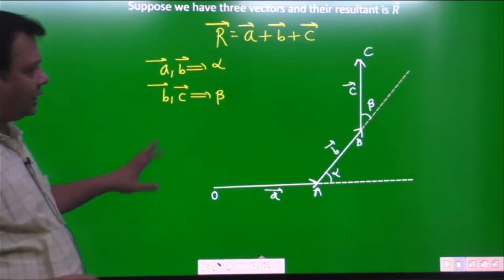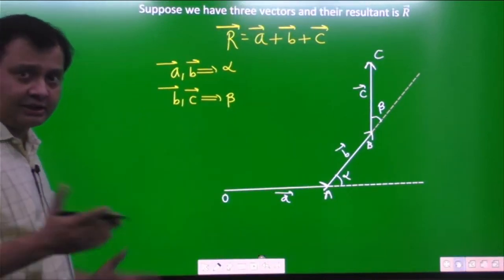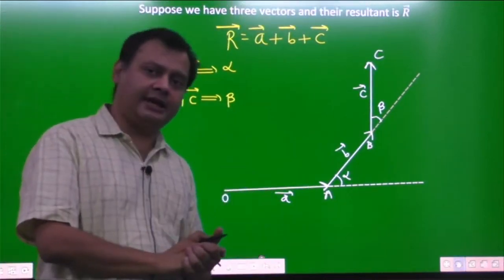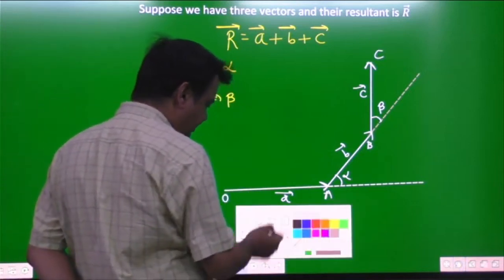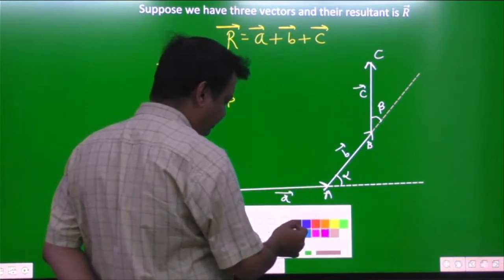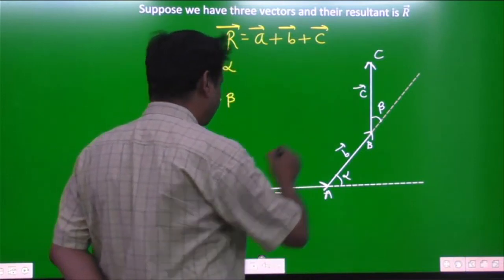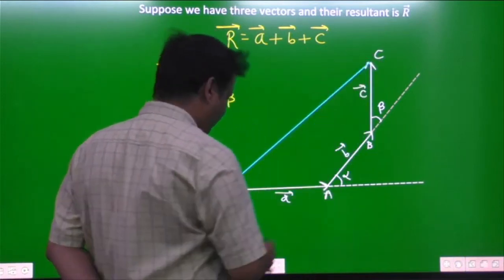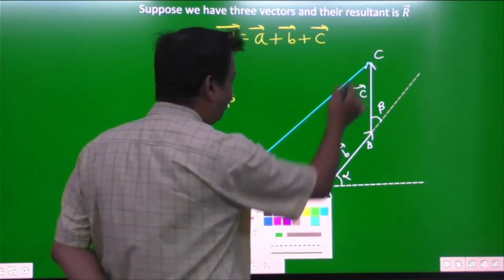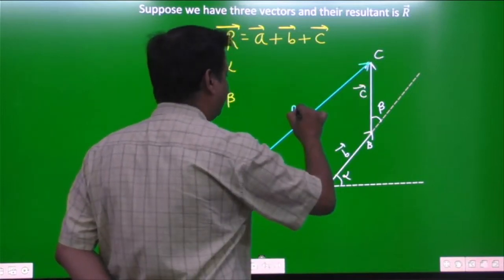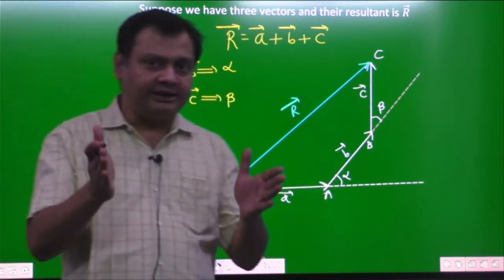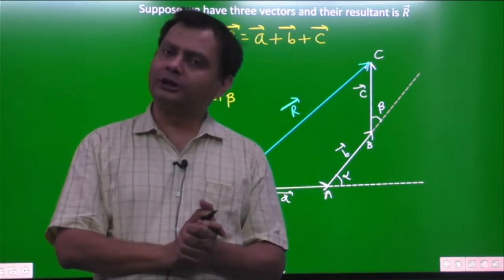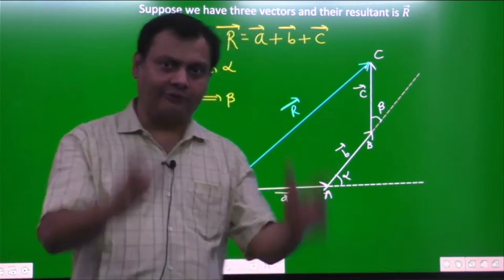And vector R is the sum of the three vectors. Vector R is the resultant of the three vectors A, B and C. So Polygon law says when you are representing the vectors by the adjacent sides of the polygon taken in the same order, the resultant will be given by the closing side of the polygon taken in the opposite order, correct? This is your vector R. Now I have to obtain the expression for the magnitude of R and the direction of R.